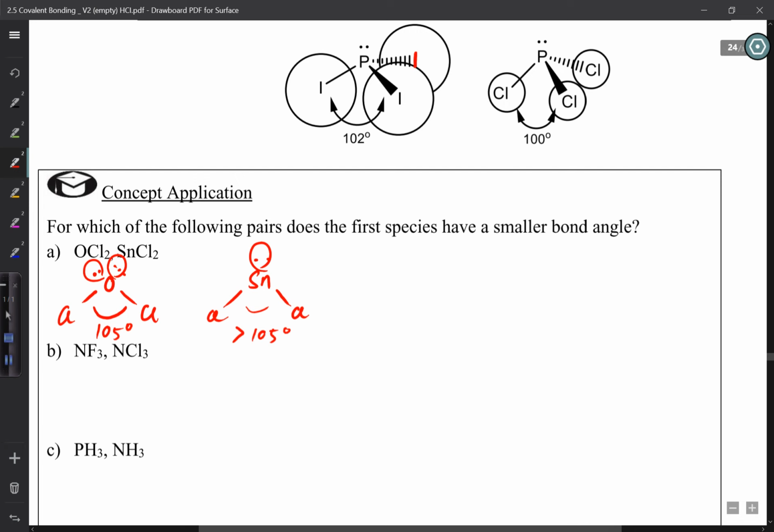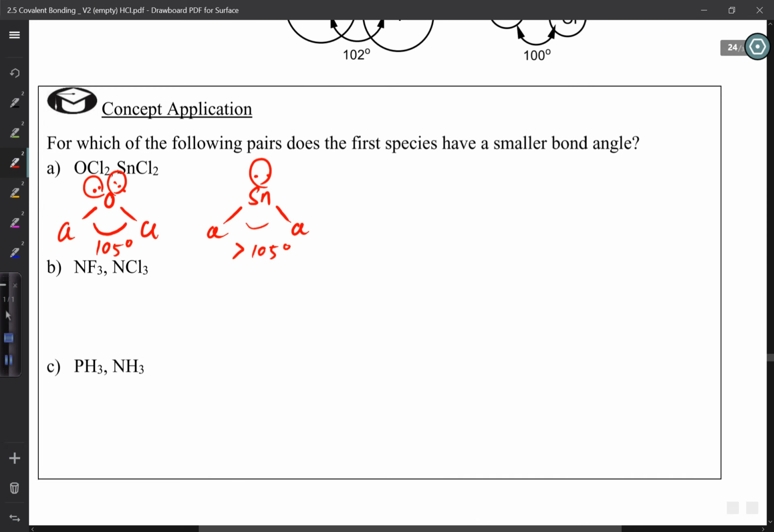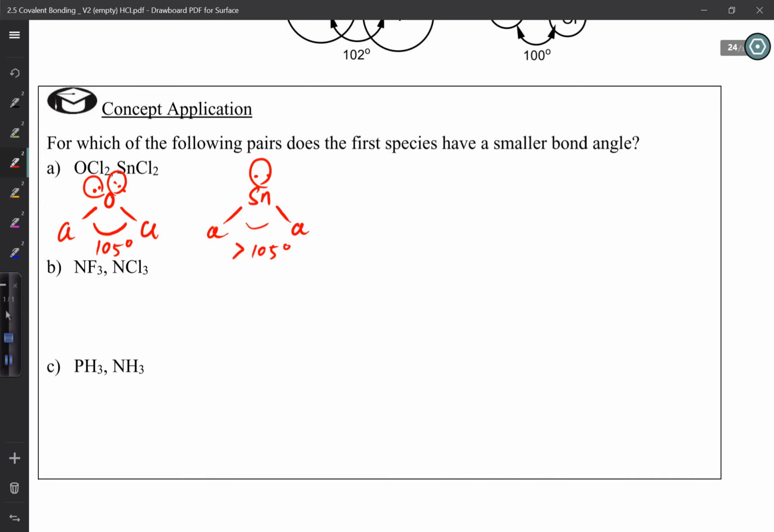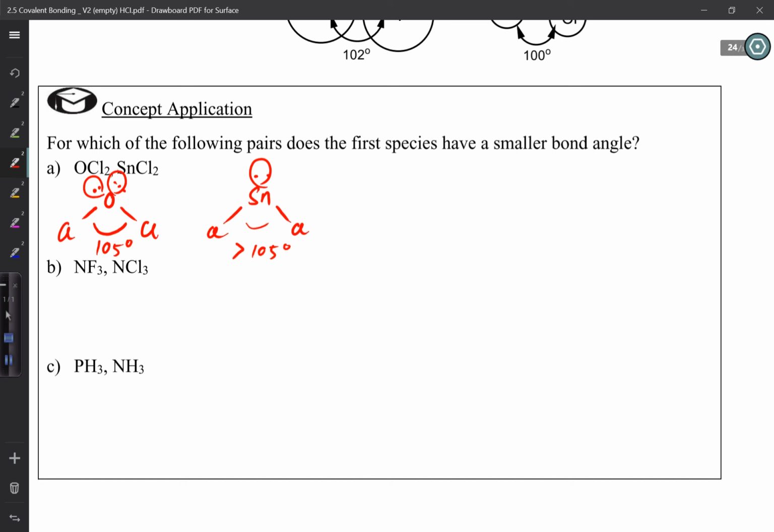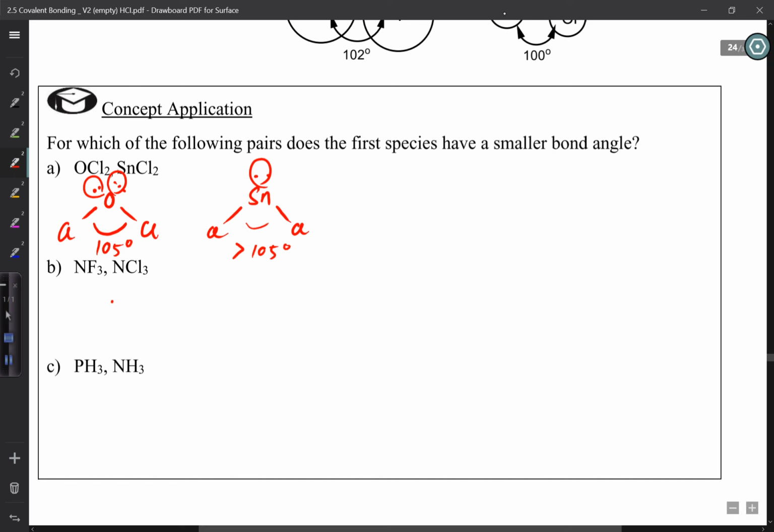What about this? NF3 versus NCl3. So what's the shape of NF3? How do you draw NF3? This is NF3, just like ammonia. Remember to draw in 3D. And then you have NCl3.